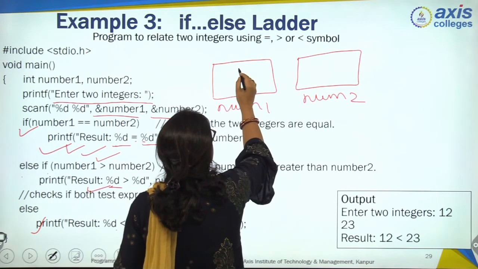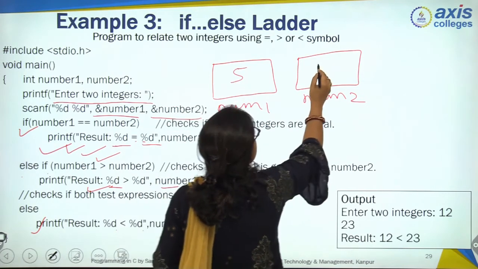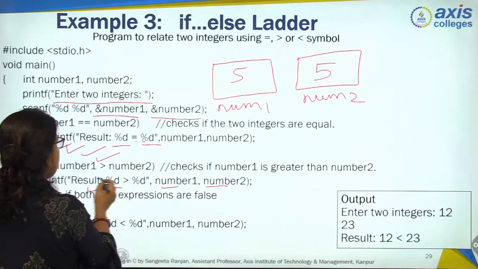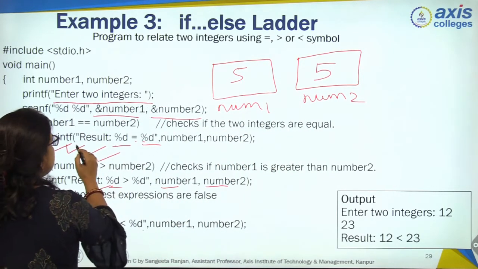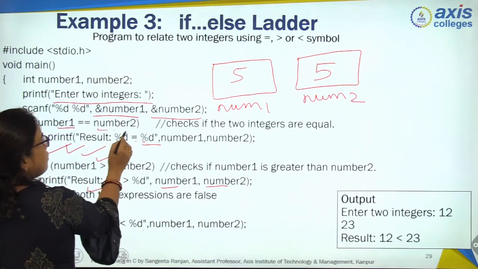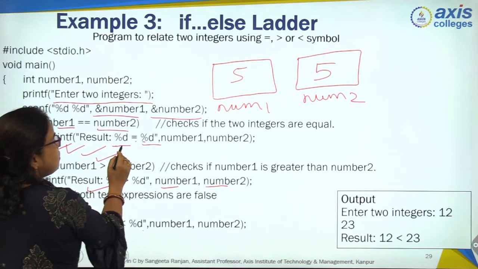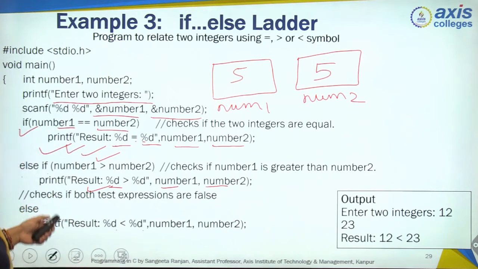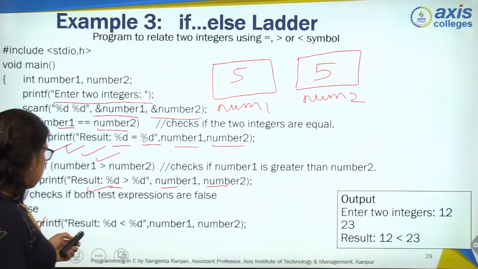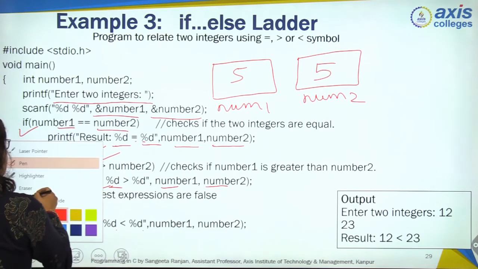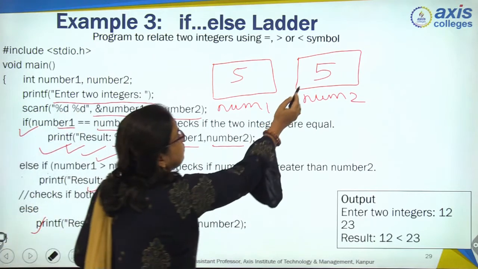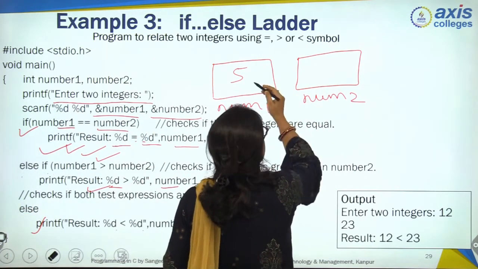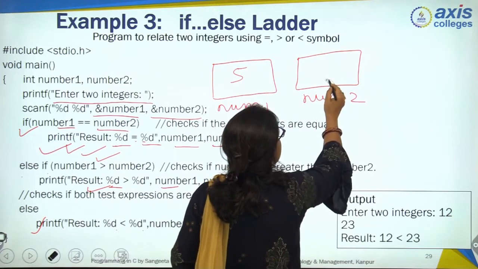If we take number 1 as 5 and number 2 as 5, both are equal, then it will print this statement, number 1 equal to number 2, that means printf result %d equal to %d. In this way this program will execute, and if we want to take another number, number 1 is equal to 5 and number 2 is equal to 7.